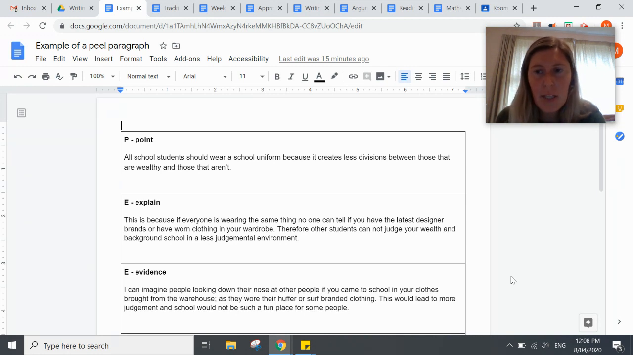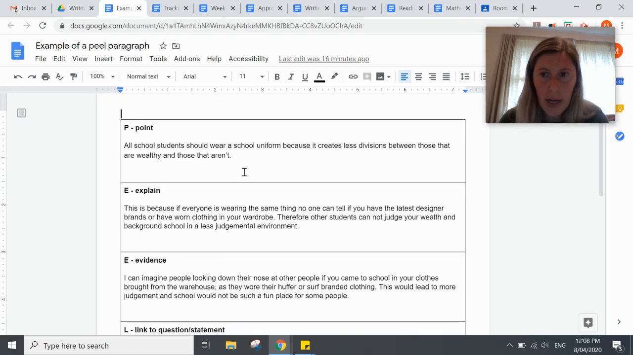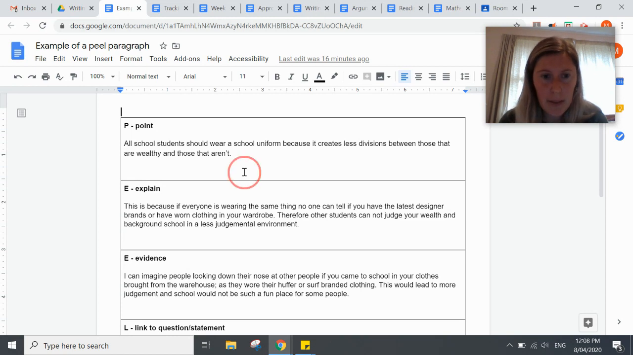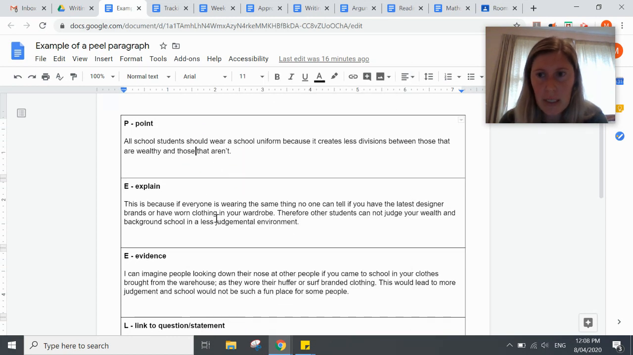So each of the letters stands for something. So the first P stands for point. So this is when you state what your argument is. So what your point is for that paragraph. For this one here, I've started with all school students should wear a school uniform. And then my point is because it creates less divisions between those that are wealthy and those that aren't. And then I go on to explain what that actually means. So usually your point is just one sentence.